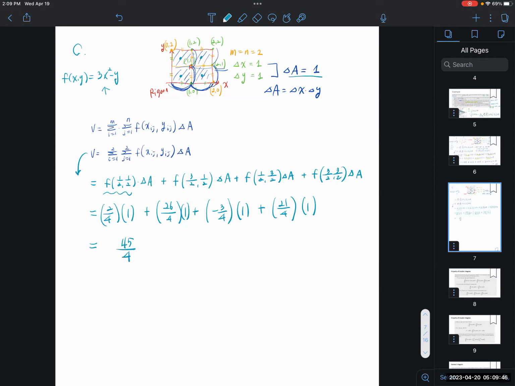So if you change it to decimal, let's check. What are you going to get? 45 divided by 4. 11.25. Okay.